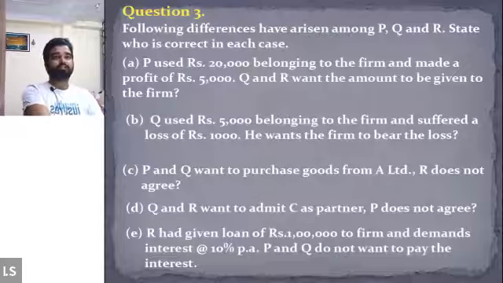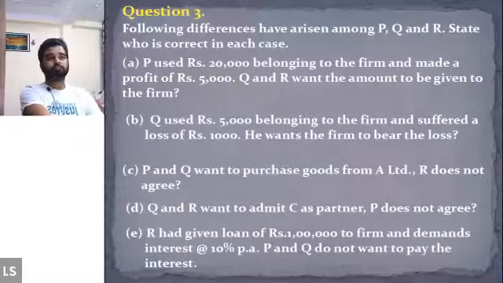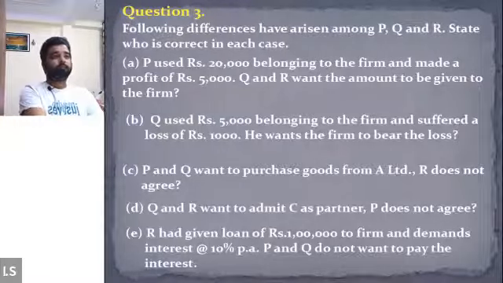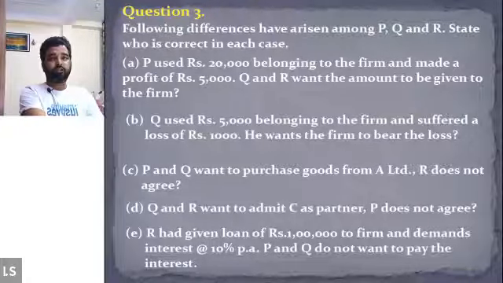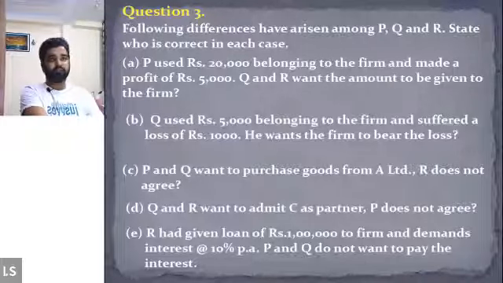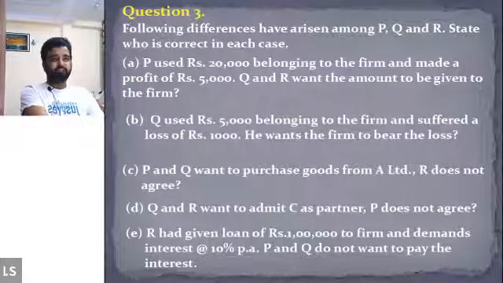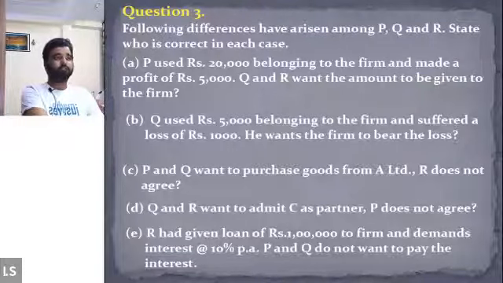Now let's discuss the question. So the question is clear to all of you, I hope. Question number three says, the following differences have arisen among P, Q and R. State who is correct in each case. So P, Q and R are three partners and differences have arisen among these partners regarding these five points, and we need to settle the differences. We need to settle the dispute.